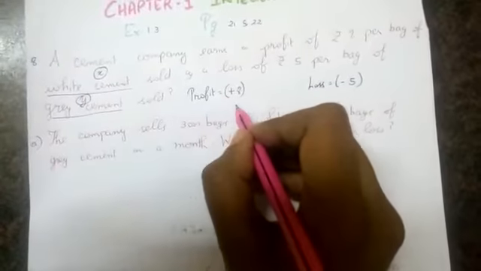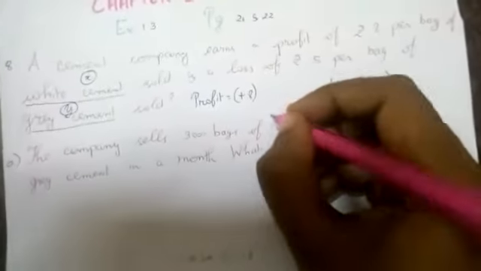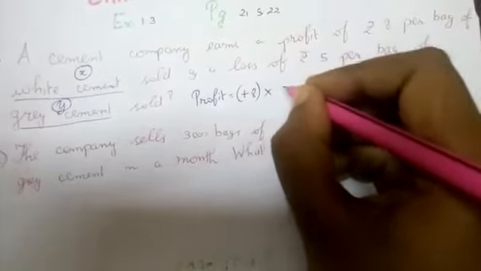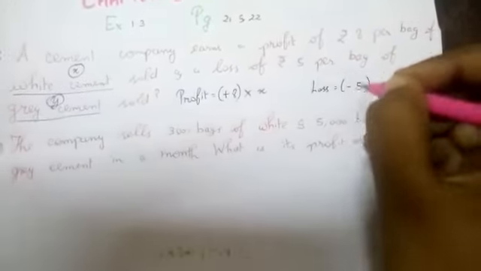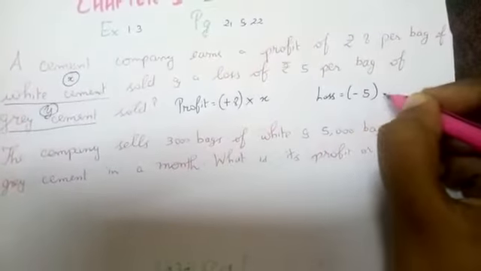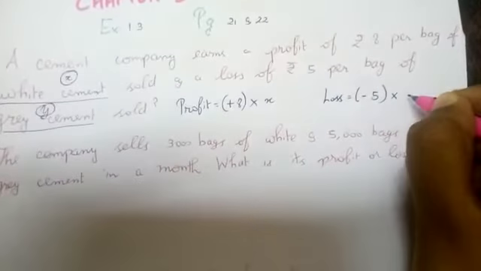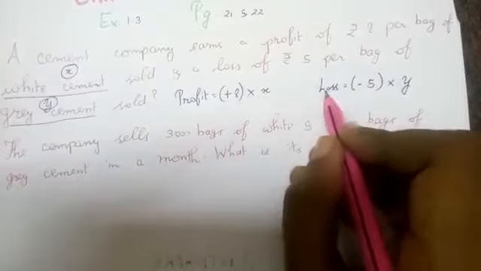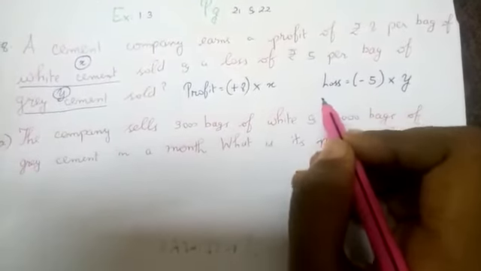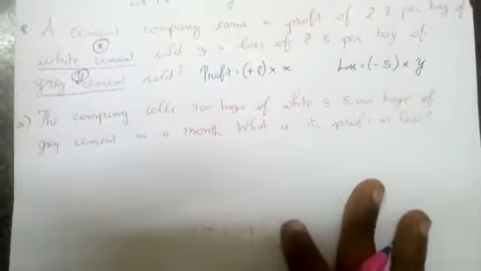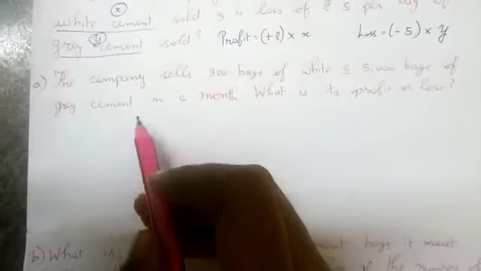So the total profit will be plus 8 into the number of white cement bags, that is X, whereas the loss will be minus 5 into the number of grey cement bags, that is Y. Let's keep this in mind. Only if you add these two, at last we'll get to know whether it's a profit or a loss. Keeping that in mind, the first subdivision.